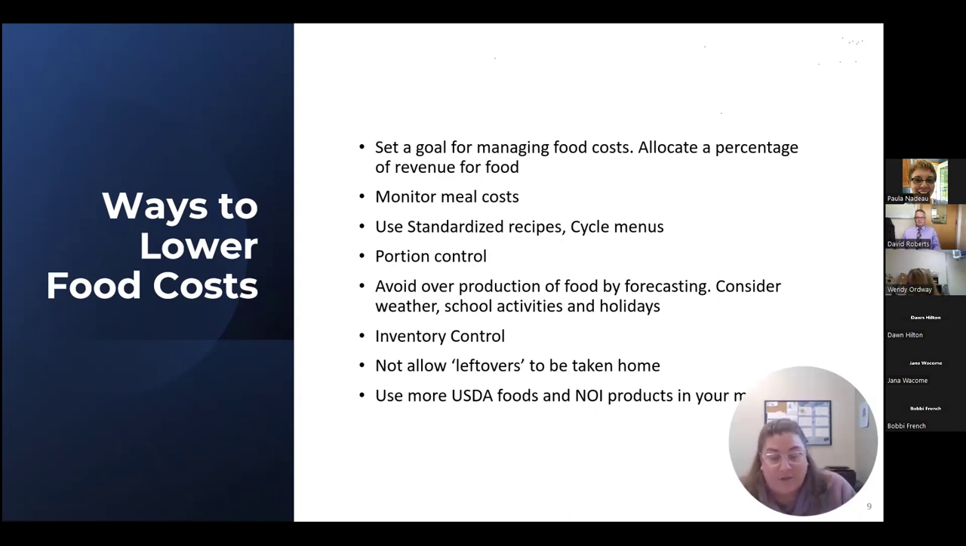Leftovers: not allowing leftovers to be taken home will help deter staff from preparing extra food for the day. You obviously usually do add a couple extra for the day's meals, but you're not going to double your projected meal counts. Using cycle menus will help forecast meal counts, is another way. Using USDA foods and NOI does play a role in cutting your food costs, because you're getting meals at a discounted rate. Those are just a few things to consider when you're looking at your food costs.